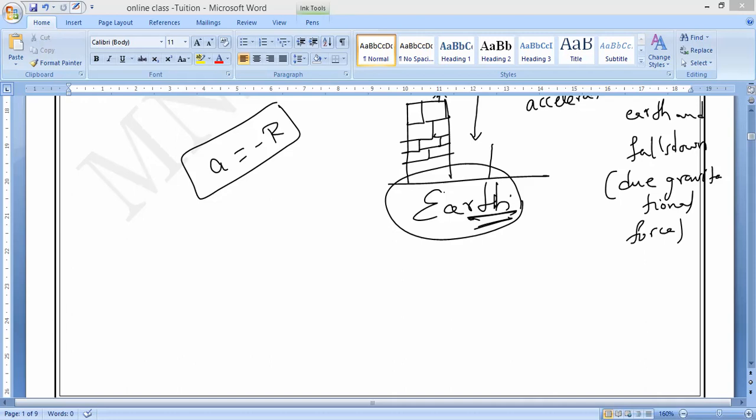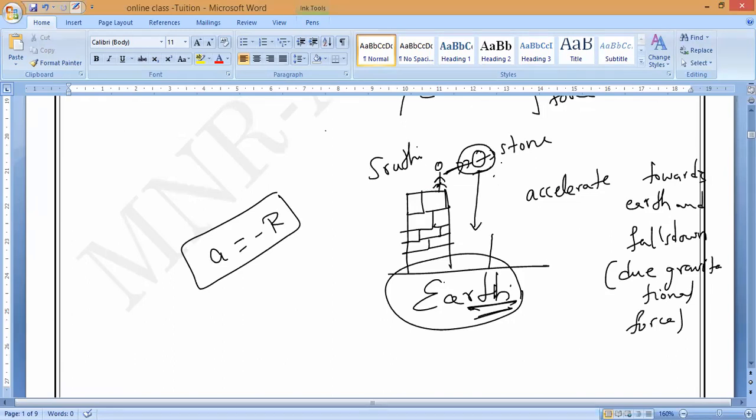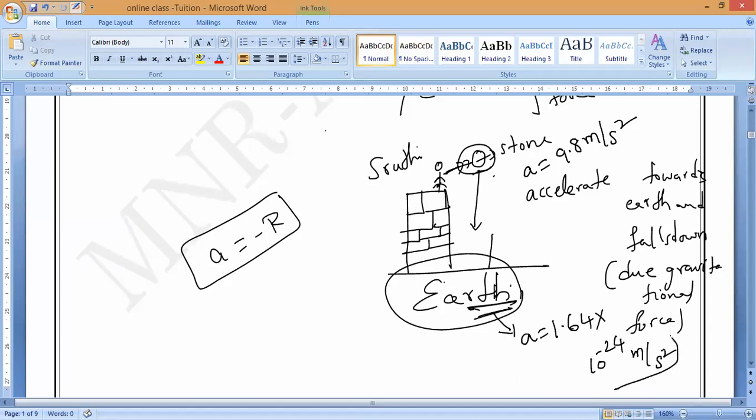When the stone is falling towards the earth, the acceleration produced in the stone is 9.8 meter per second square. But the acceleration produced by the earth is 1.64 into 10 power minus 24 meter per second square. It is extremely small.